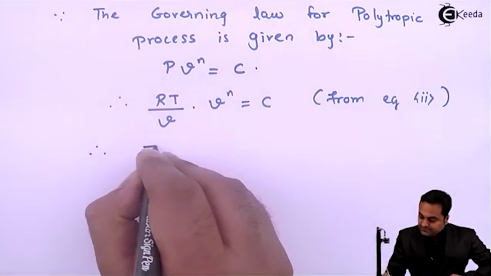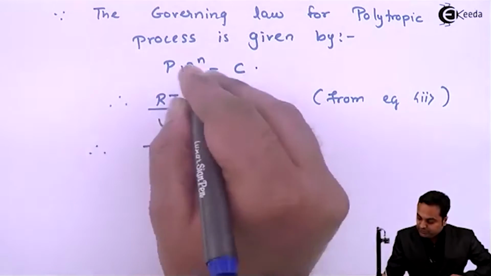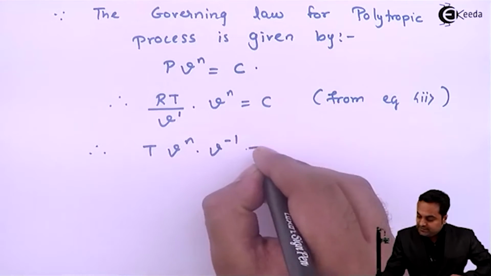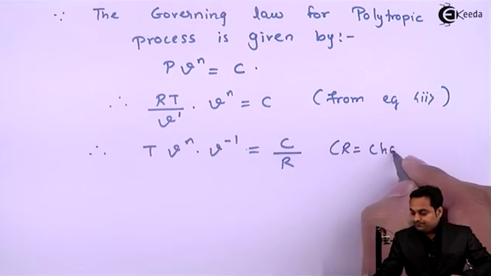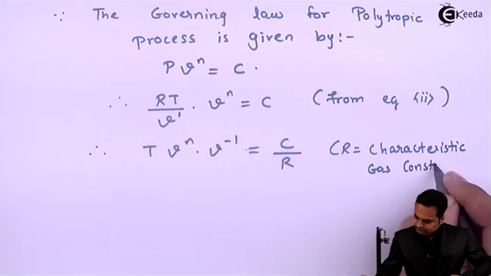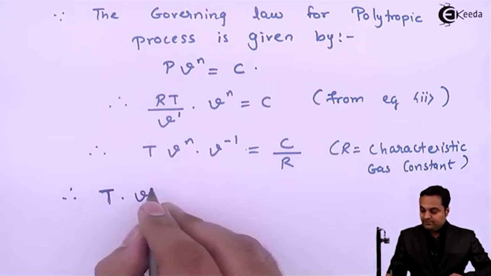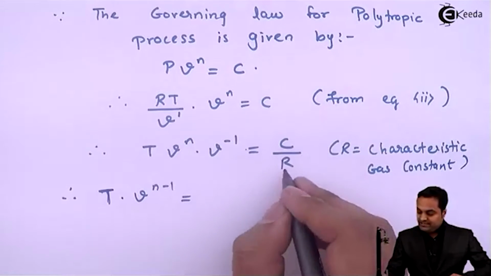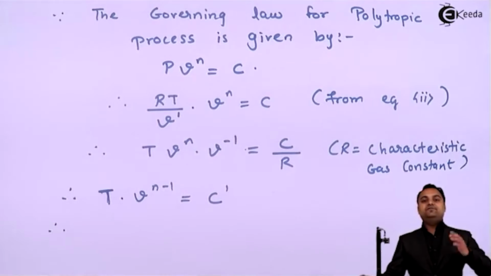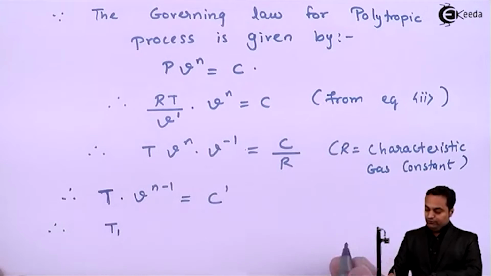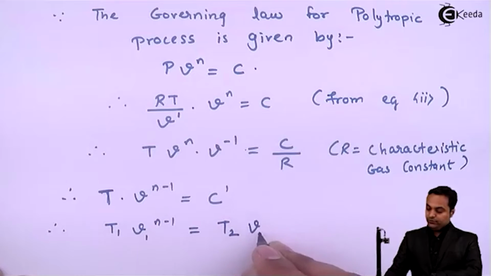Next, I'll keep T as it is. Here we have V^n, and this V is raised to power 1. If I bring it into the numerator, that is V^(-1), is equal to C upon R. I'll shift R onto the other side. Now R is called the characteristic gas constant. This is again a constant. So therefore T into V^(n-1) is equal to C upon R, which I can say is another constant C dash. Next, I can use this equation for state 1: T1 into V1^(n-1) is equal to, for state 2 also, T2 into V2^(n-1).